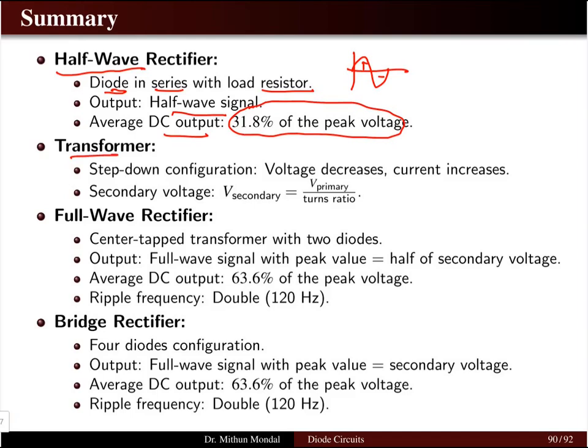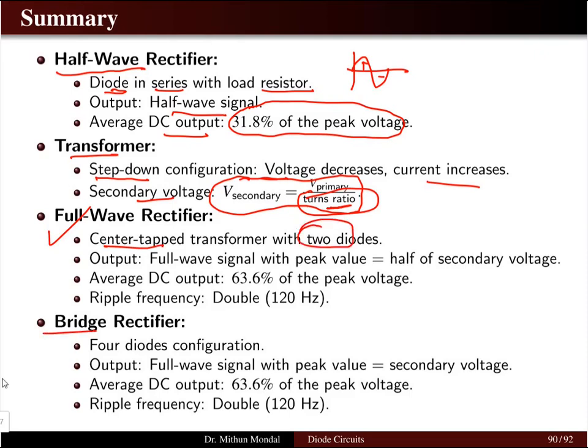So we require a transformer in a step down configuration, meaning voltage will decrease and current will increase. The secondary voltage we can compute using the formula: voltage secondary is equal to voltage primary divided by the turns ratio, and the turns ratio is in the step down form. We have discussed the full wave configuration as a center tapped or bridge rectifier configuration. Center tap will have 2 diodes, whereas the bridge rectifier will have 4 diodes.